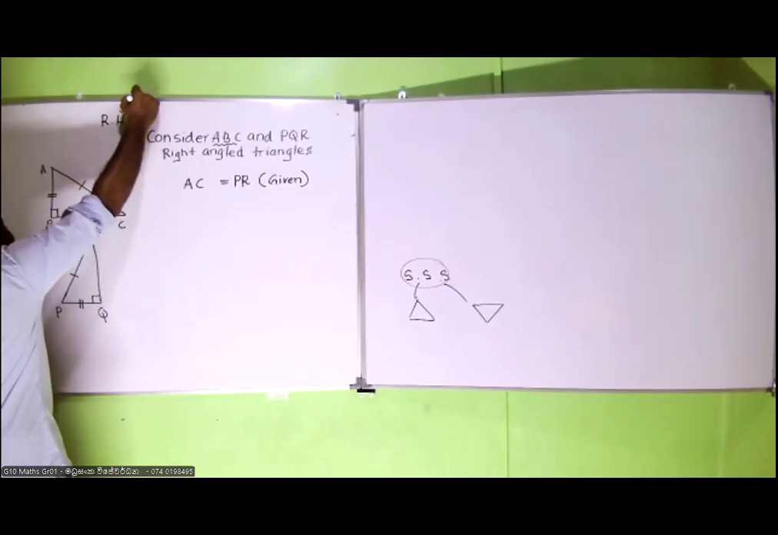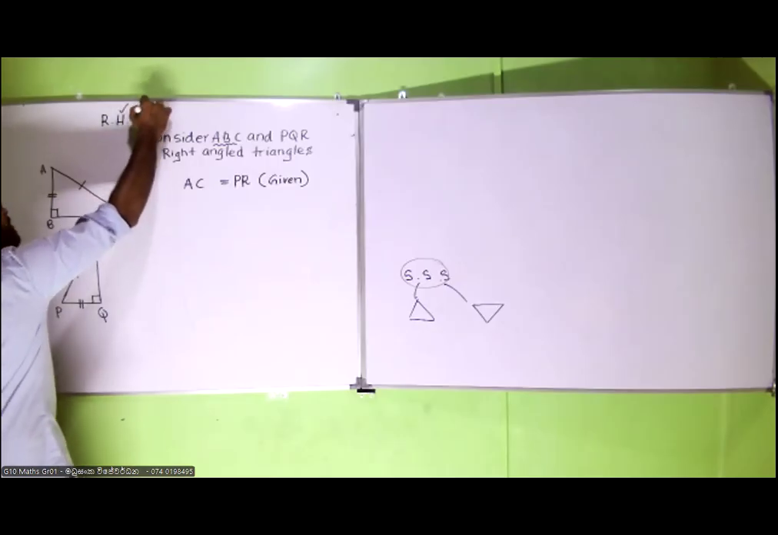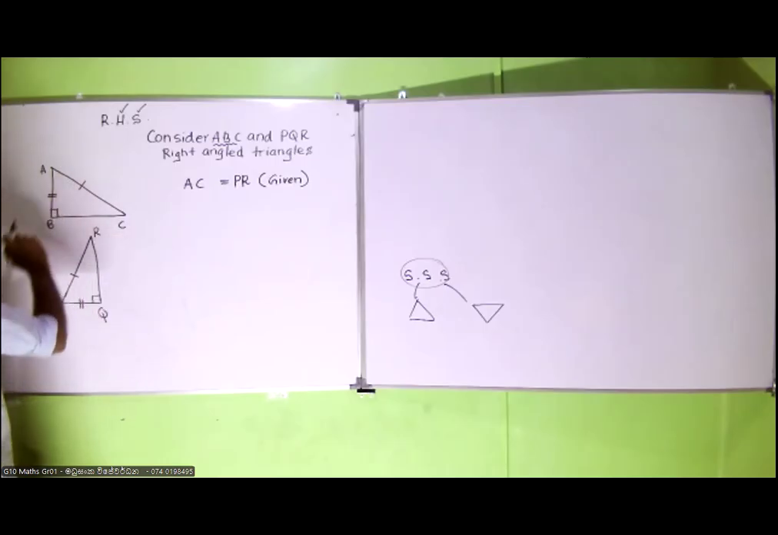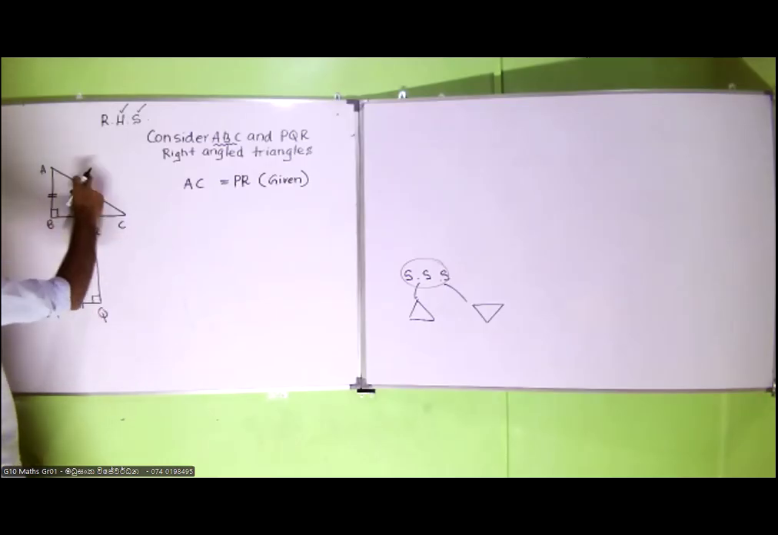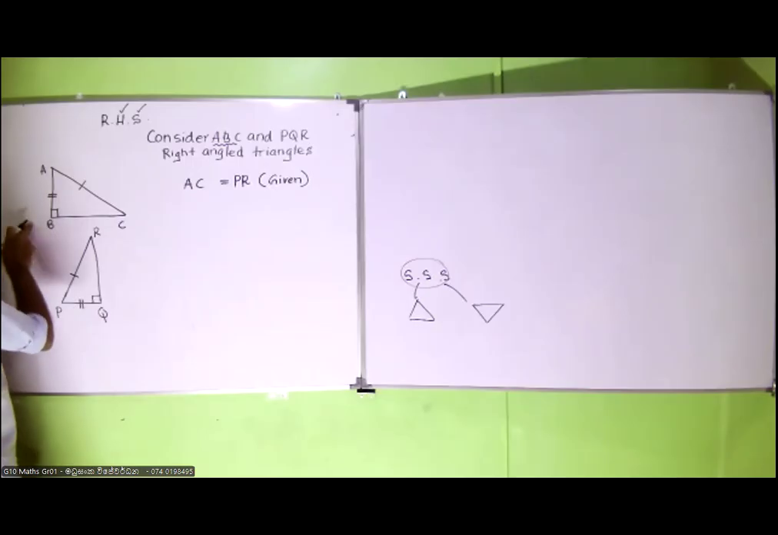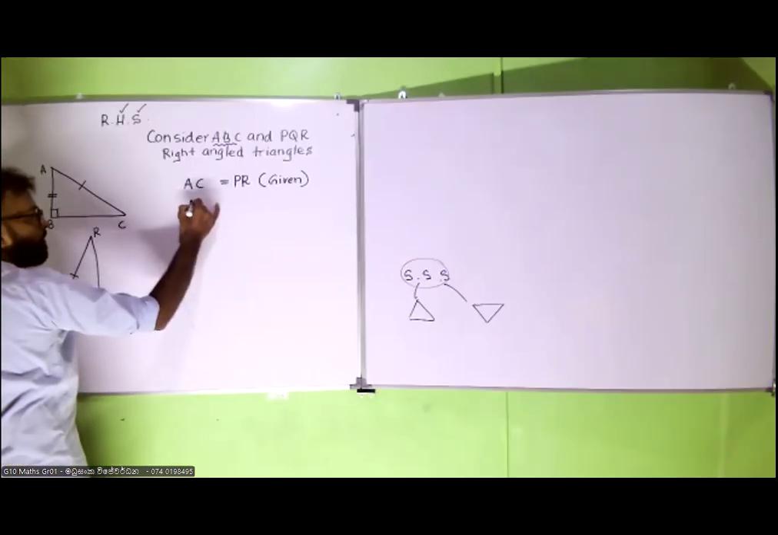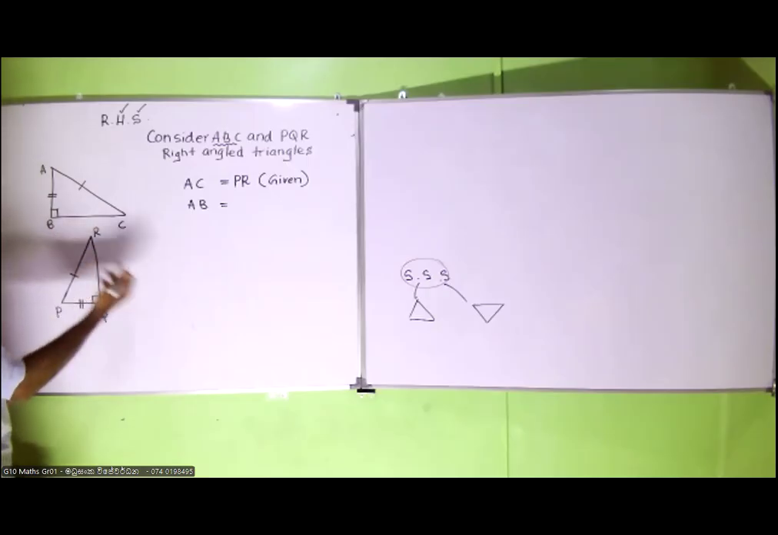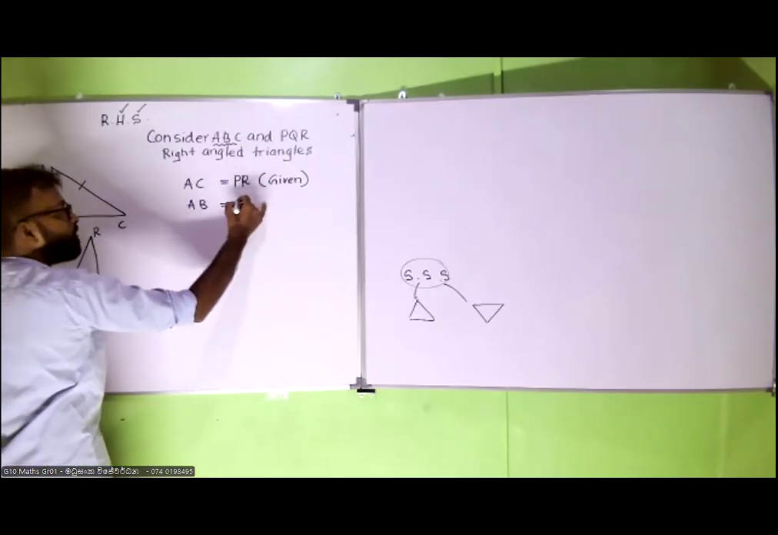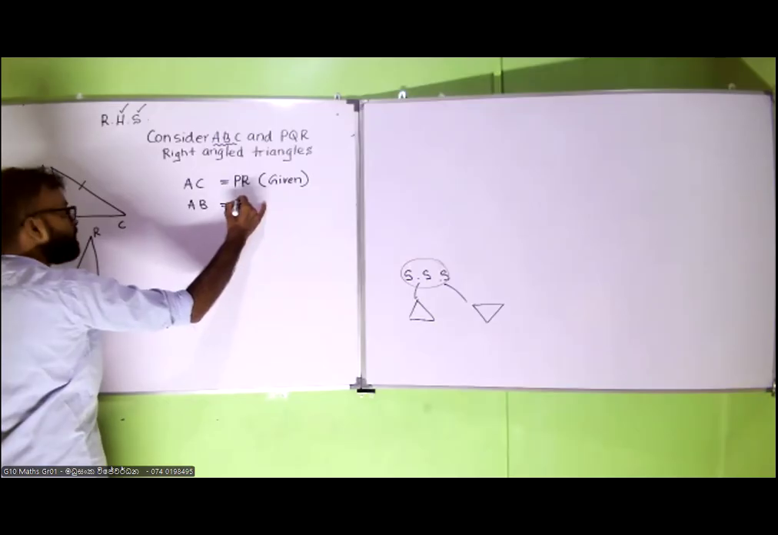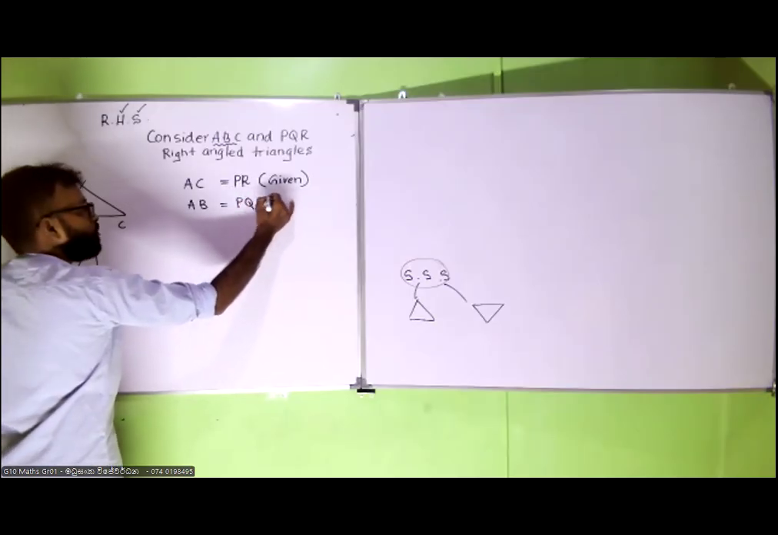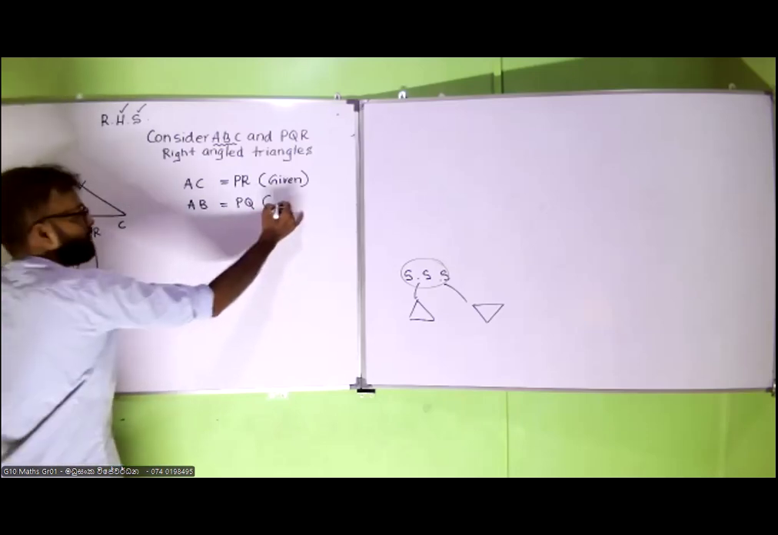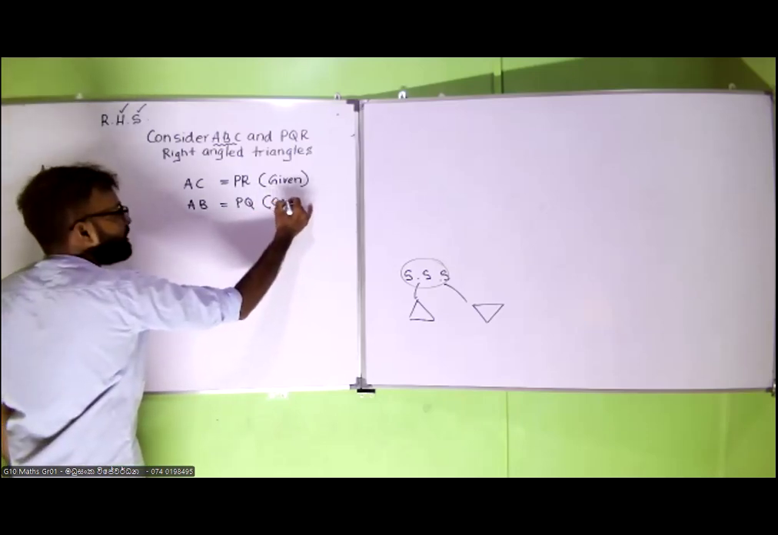And hypotenuse is okay. Now we are going to pick one side in between ABC and PQR. First of all, ABC, hypotenuse done. AB side is equal to PQ side of the other triangle, which is PQR. And the reason is also that it is given.